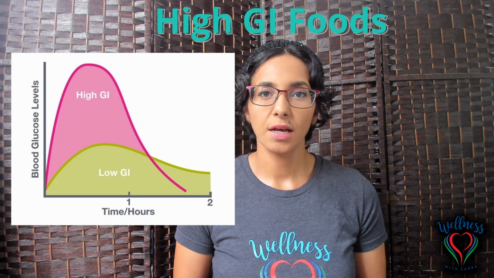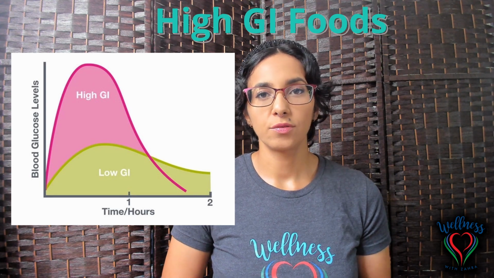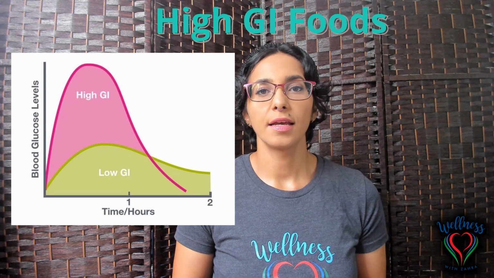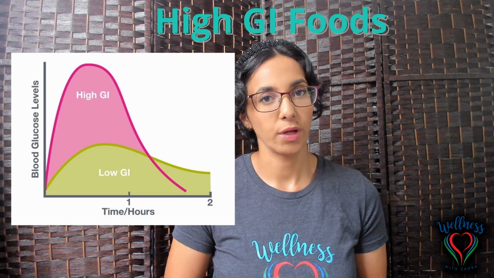So now we know a little bit about what GI is, let's actually have a look at high GI foods. So these foods that have a GI score of over 70 are quickly absorbed by the body, meaning once you ingest it, not only will it raise the blood sugar quicker, it will also raise it higher, and it will also crash down quicker as well.